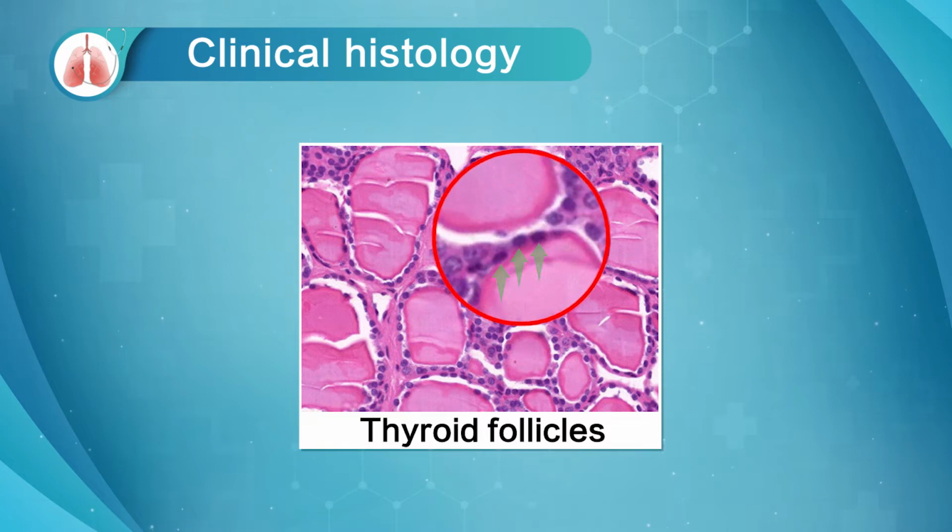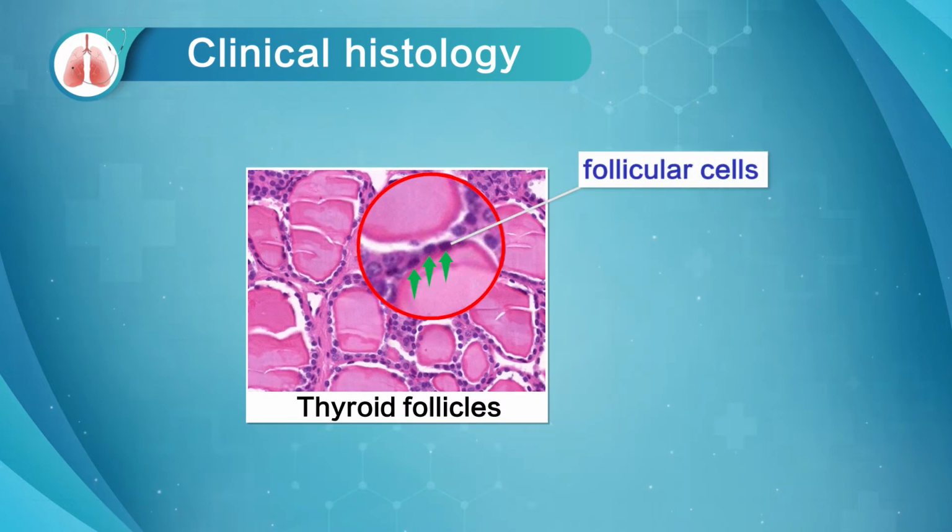The wall of each follicle is formed by a layer of cuboidal or squamous epithelial cells called follicular cells or thyrocytes. They are responsible for the synthesis of thyroid hormones. We can easily identify the Golgi complex, rough endoplasmic reticulum, mitochondria, and lysosomes through transmission electron microscopy.